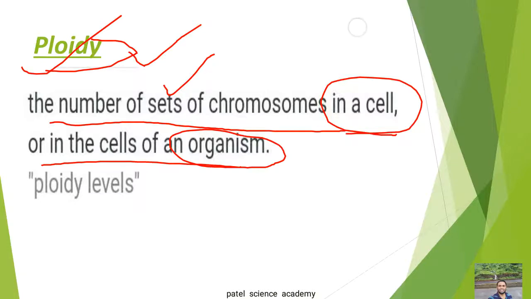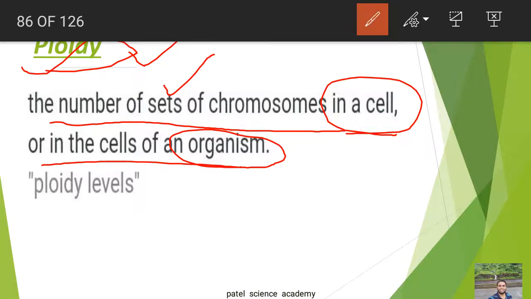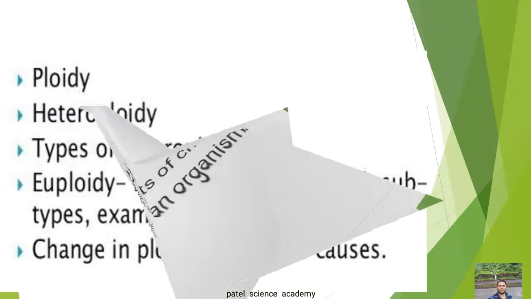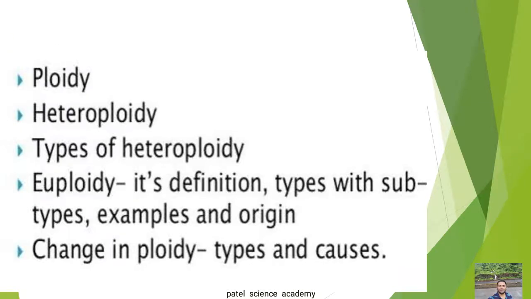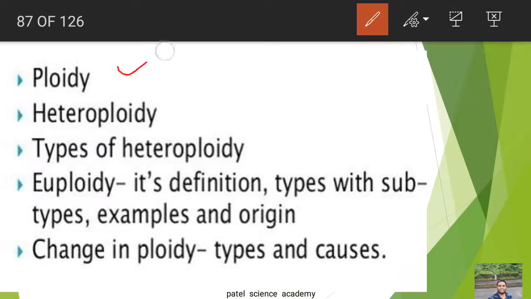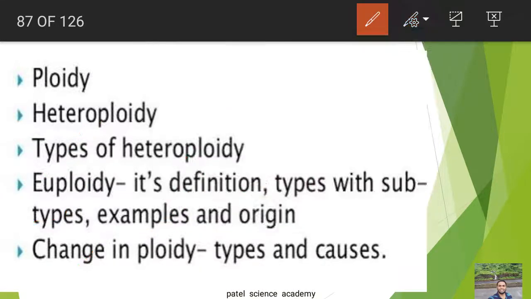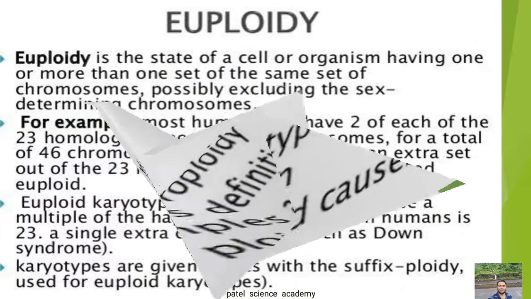So dear students, in these slides you just have to remember that ploidy means the number of sets of chromosomes in the cell. So this is about ploidy. Now we'll see heteroploidy, types of heteroploidy, euploidy, its definition, types, subtypes, examples, origin and change in the euploidy, and their causes one by one. So let's see it in detail.